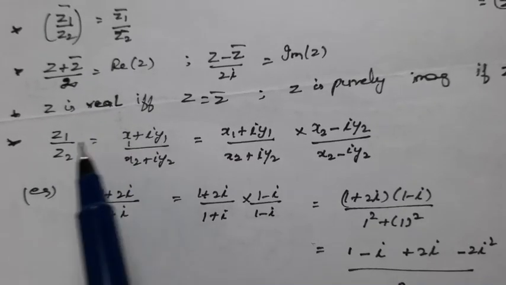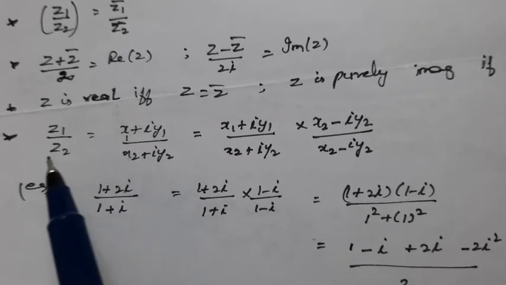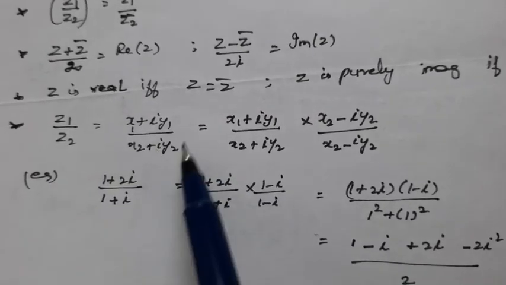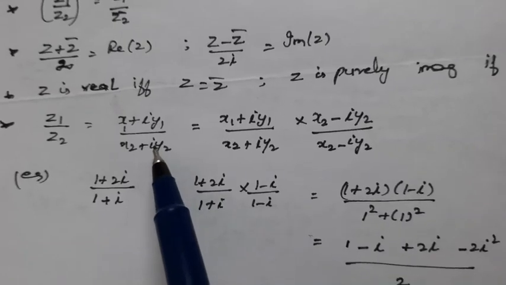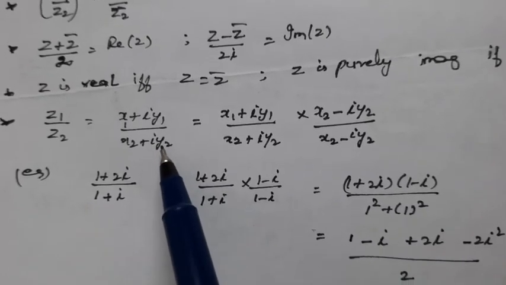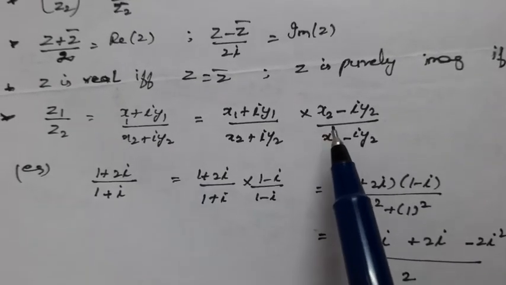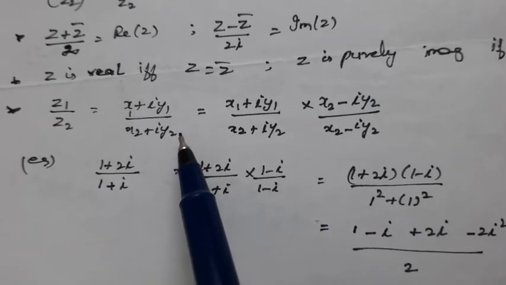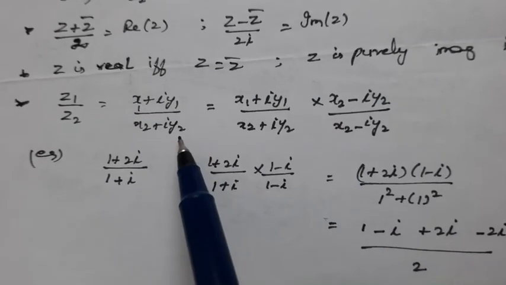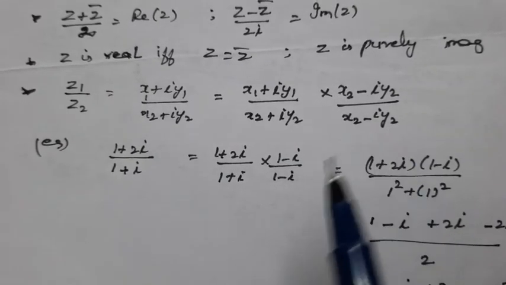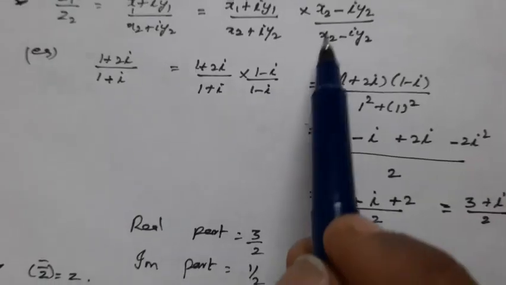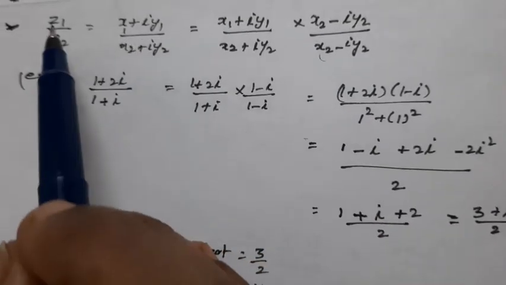Let x1 plus iy1 be z1 and let x2 plus iy2 be z2. So, the rule is, if the denominator is a complex number, then it should be made a real number by multiplying by the conjugate. So, multiply and divide by the conjugate of the denominator, that is x2 minus iy2 divided by x2 minus iy2. Then after simplification, you will get the required answer for z1 by z2.